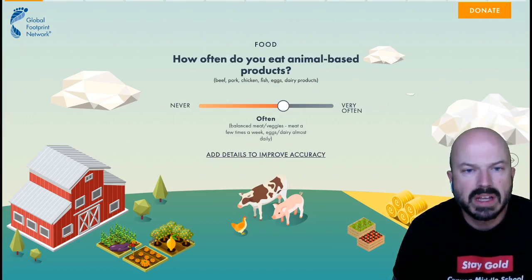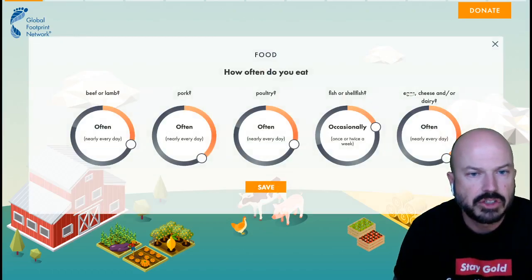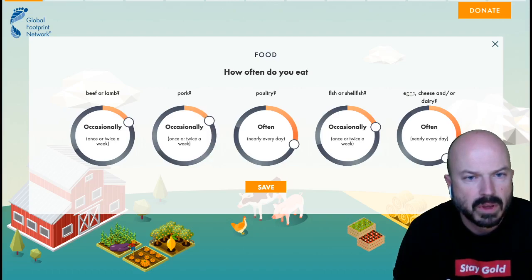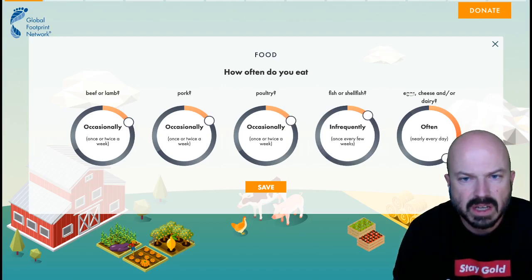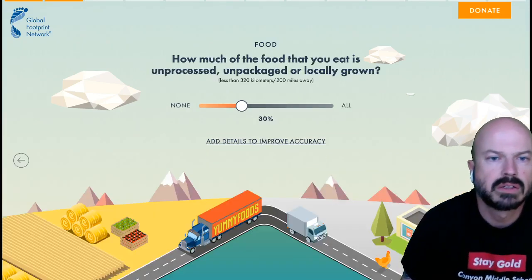So let's see, how often do I eat animal-based products? Now, if I want to, I can add details. So I can choose, let's see, beef or lamb. I eat beef like once or twice a week. I eat pork once or twice a week. I eat poultry once or twice a week. Fish, once every few weeks. And eggs and cheese every day. Okay, and then I'm going to click the arrow and go to the next.